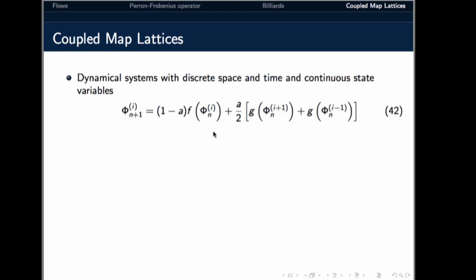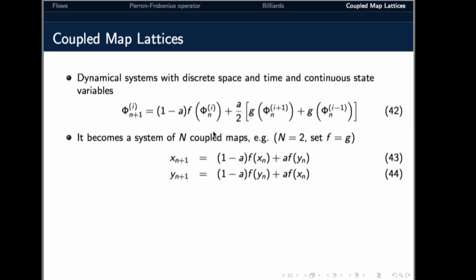So this is a model. This is a kind of model that is widely used nowadays to describe spatial-temporal chaos in general. I've seen it used to describe turbulence, or biology, many things, engineering, and so on.